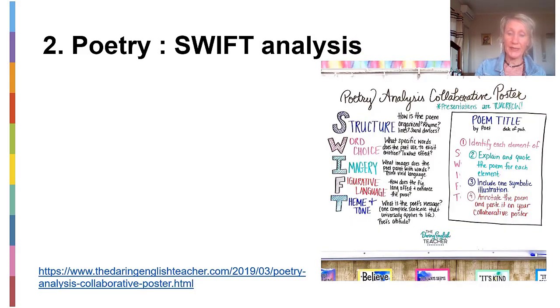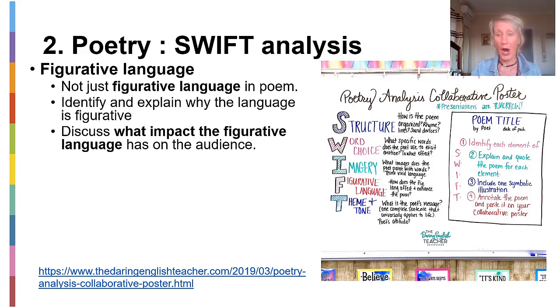Okay, so we're into the F part, which is the figurative language. Not just figurative language in the poem, but why is figurative language being used? Why does the wind take on the voice of the poet, Longfellow, when it shouts, it hails, it speaks, it whispers? So think about why figurative language has been used, and what is the impact of the imagery of that figurative language that we actually see?